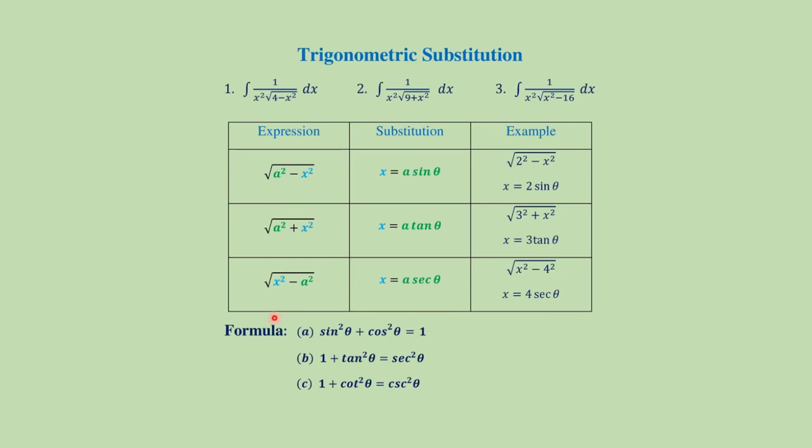Finally, if you have an expression like this, square root of x square minus a square, then you will substitute this x by a sec theta. For example, here we have square root of x square minus a square form. So here a is 4 and we will substitute this x by 4 sec theta. We will discuss few examples to clarify. You also need to remember these three formulas. These three formulas are used frequently in calculus.